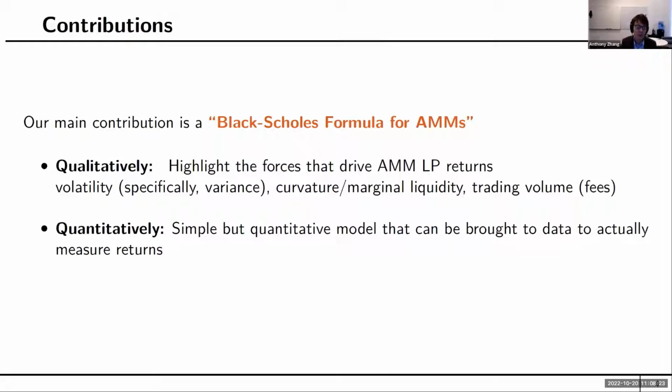So we're going to go a step further than just these comparative statics and also write a model which we think is quantitatively realistic enough that you can actually bring it to data and quantify the number of how much you're losing as an LP. So we're trying to do this dual thing, where we qualitatively and quantitatively have a formula that lets us understand AMM liquidity provision.